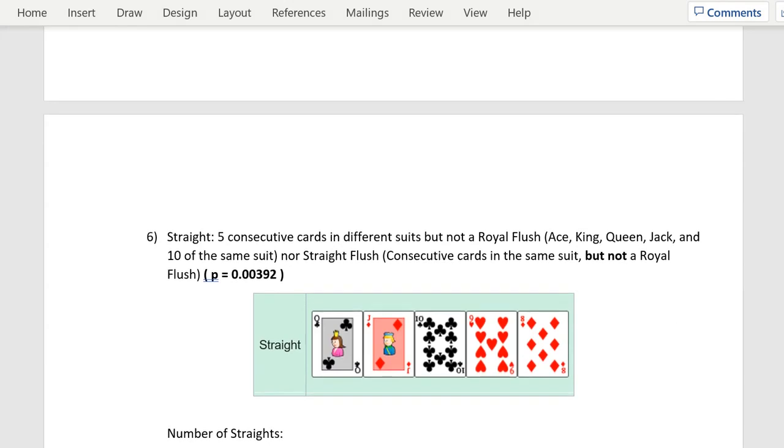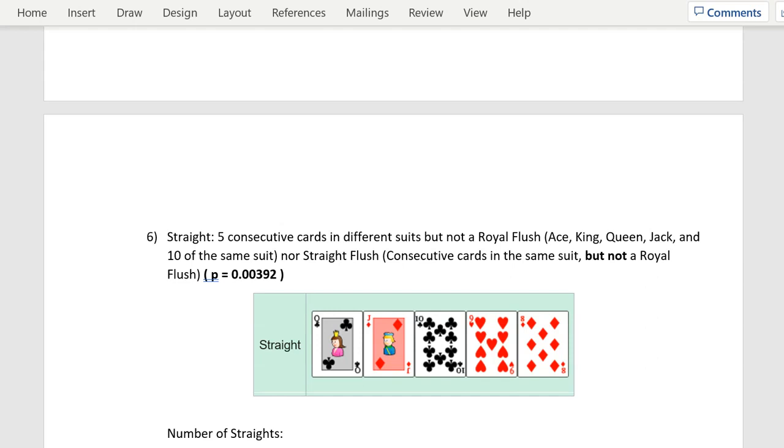So what is a straight? A straight is when you have 5 consecutive cards. This time they have to be in different suits. Okay, so they cannot be all clubs, all hearts, and so on. So that's why they have to be in different suits, but you cannot have a royal flush.